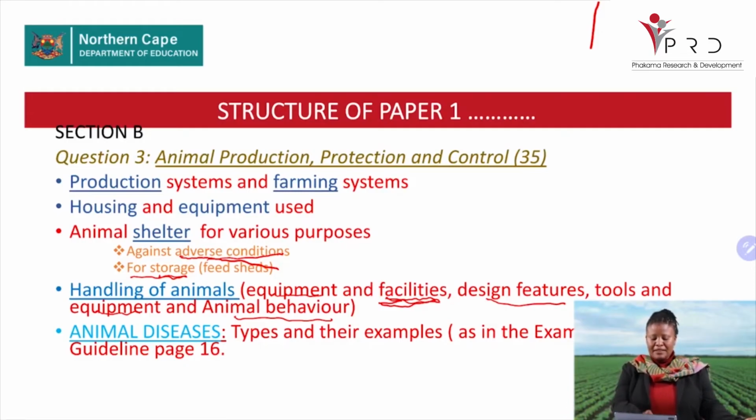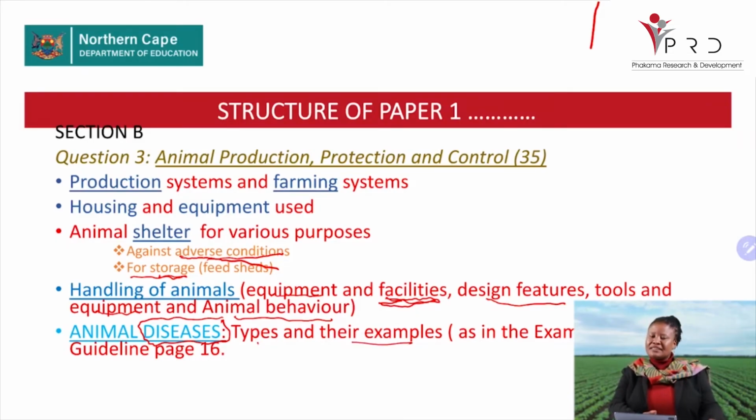Animal diseases. Animal diseases is a topic which is supposed to have its own question, but it is included in question 3. That's why you have a lot in question 3. So with animal diseases, you must know which diseases we are talking about. If I can remind you, we talk of viral diseases, bacterial diseases, protozoan diseases, and also fungal diseases. So you must know those types of diseases. You must know their examples.